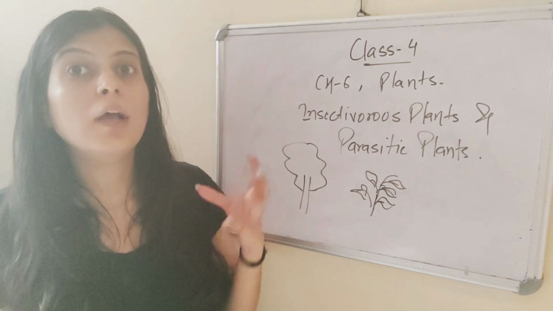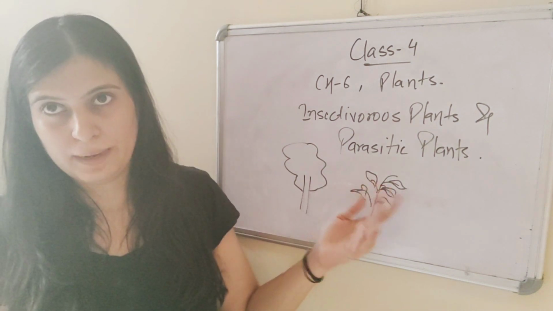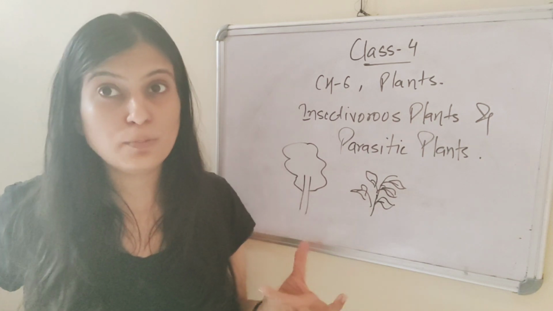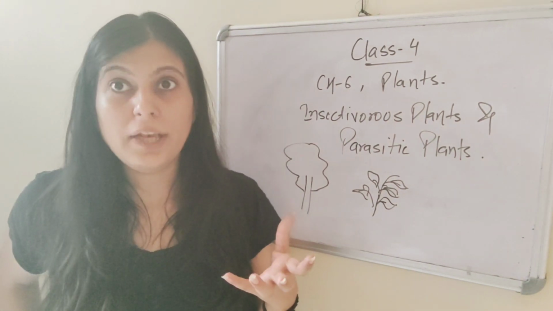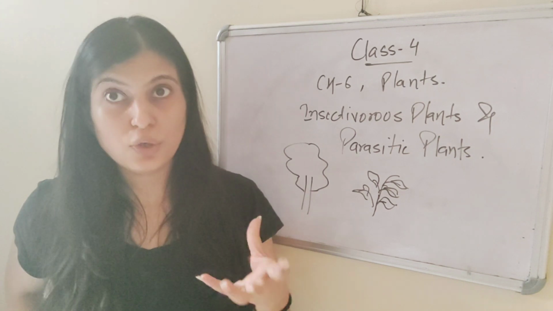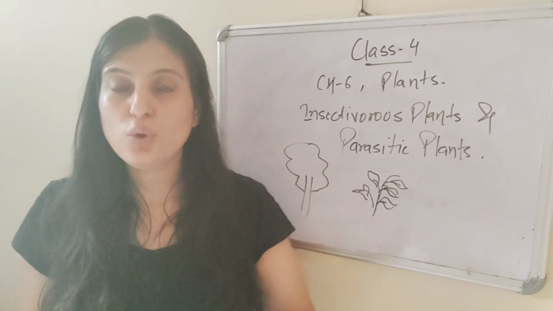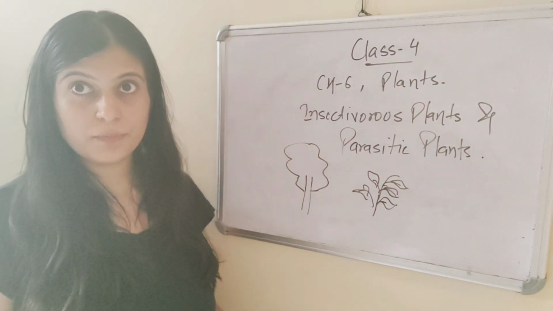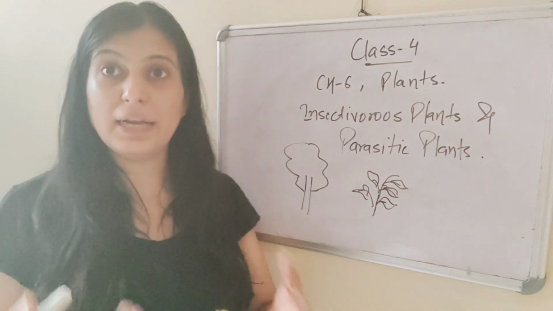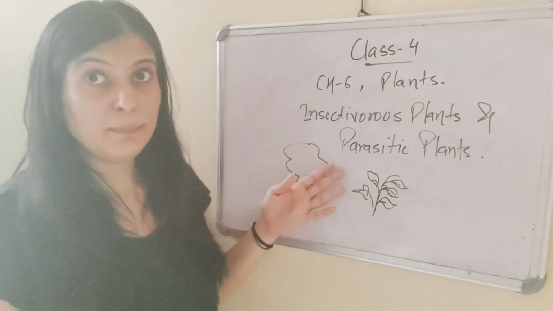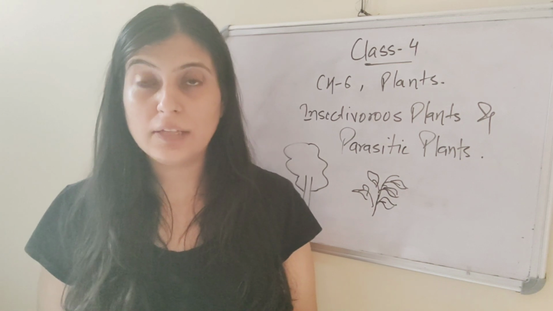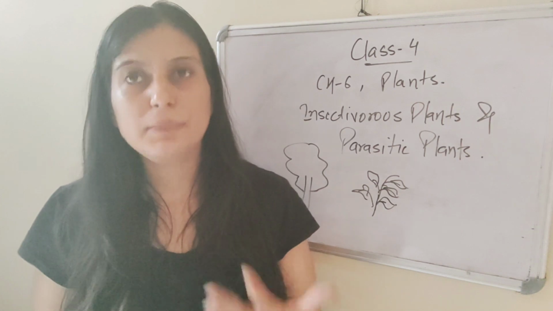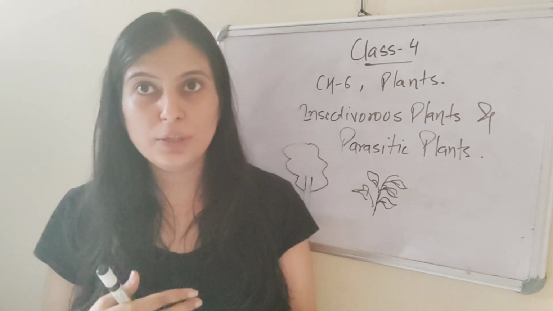So in this chapter, we have covered insectivorous and parasitic plants. What are insectivorous plants? Insectivorous plants are those plants which grow in a soil which is insufficient, which does not have proper nutrients. So to get their proper nutrients, these plants eat insects. For example, Venus flytrap and pitcher plant. What are parasitic plants? Parasitic plants are those plants which are fully dependent on other plants for their food, water and minerals. For example, mistletoe and dodder plant.